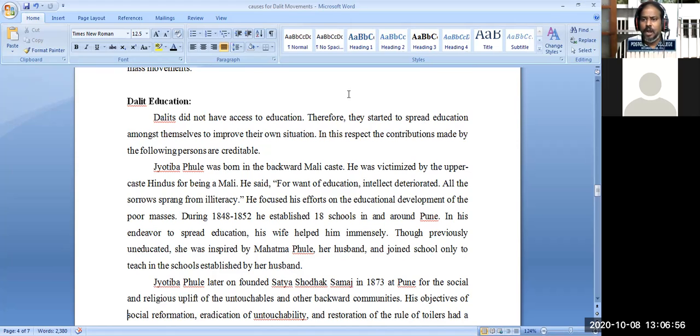In this respect, the contribution made by the following persons is credible. The first and foremost important personalities were the Jaina Mahavira, who started Jainism, and the Gautam Buddha, who started Buddhism. These two important religions created certain awareness among these Dalits and Sudras at that time, to fight against the Hindu structure, and to criticize certain unwanted rituals or superstitions in the Hindu society at that time.